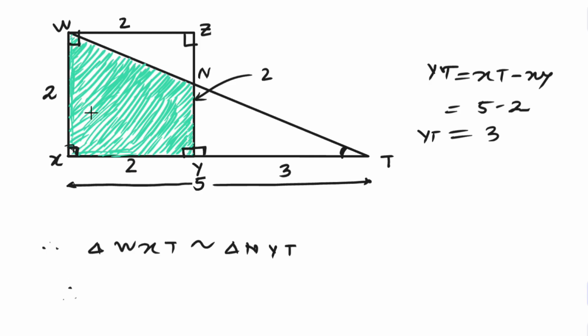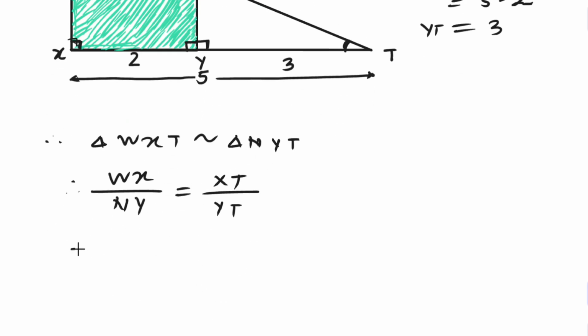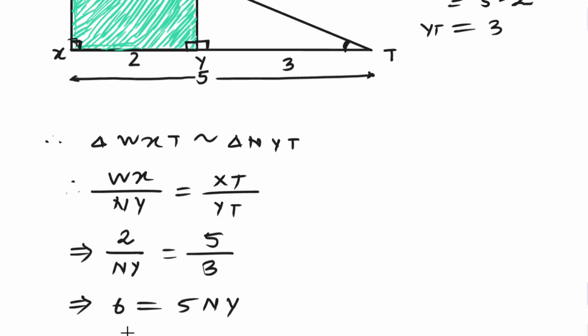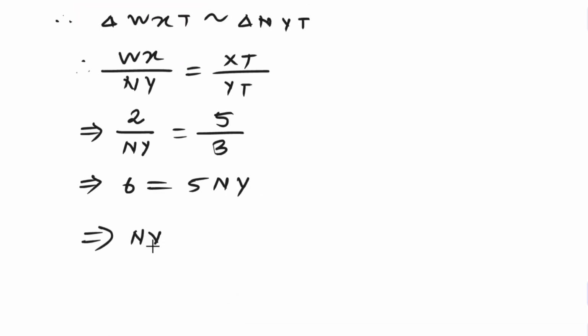So we can write WX divided by NY equals XT divided by YT. Now let's substitute the known values. WX is 2, XT is 5, and YT is 3. So we get 2 divided by NY equals 5 divided by 3. To solve for NY, we cross multiply. 2 multiplied by 3 equals 5 multiplied by NY. That gives us 6 equals 5 NY. Finally, dividing both sides by 5, we find that NY equals 6 divided by 5 units.